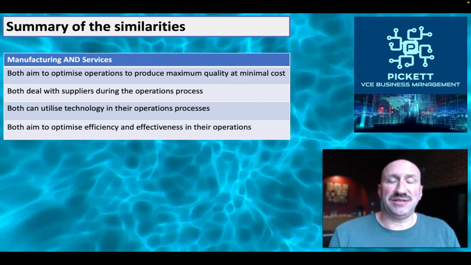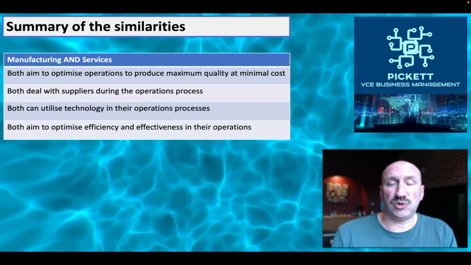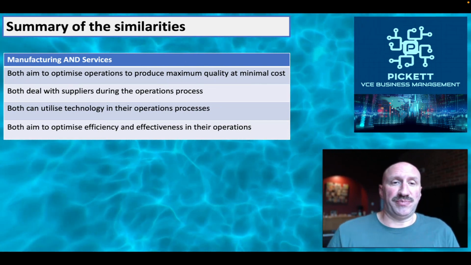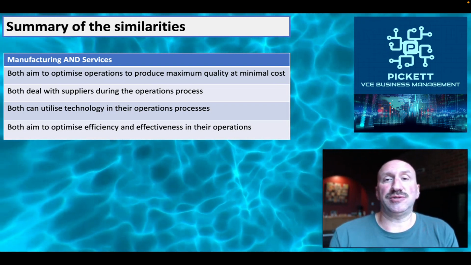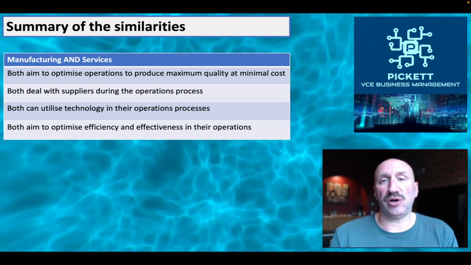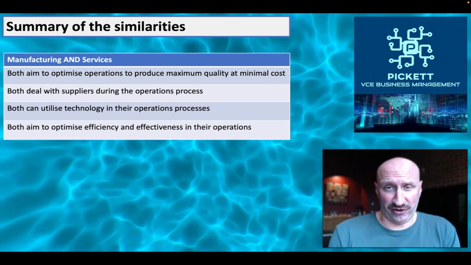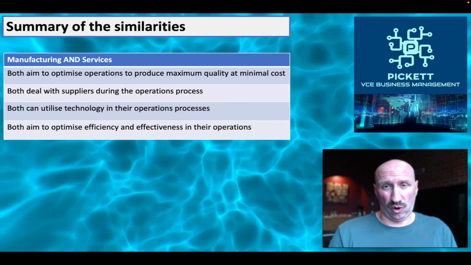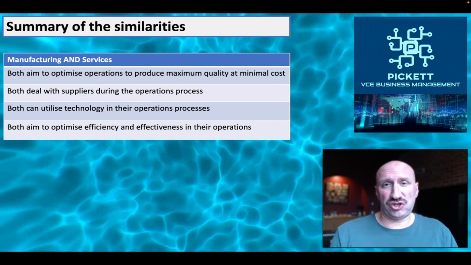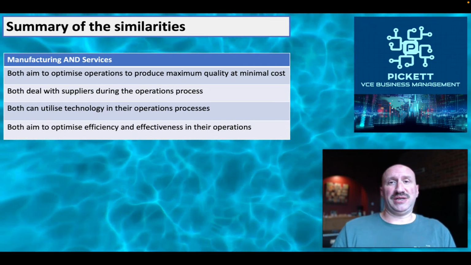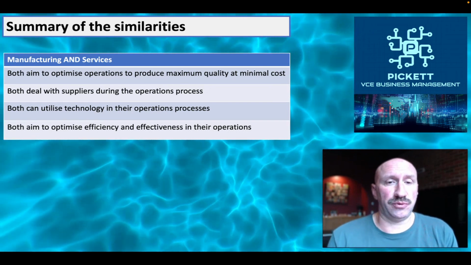Now, the similarities. So that's the differences. But there are obviously some similarities between the two types of business. First off, both of them aim to optimize operations to produce maximum quality at minimal cost. We said that right from the get-go in the very first key knowledge when we looked at what operations is. That's what they're all about on a daily basis. That's what they're striving to achieve, producing the highest quality output for the lowest cost possible.